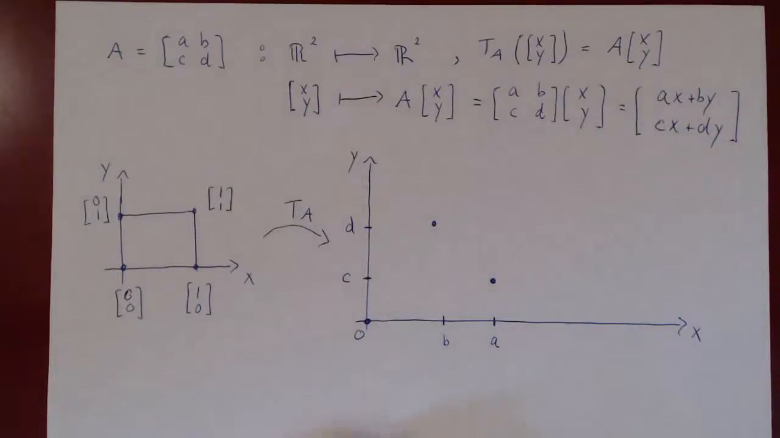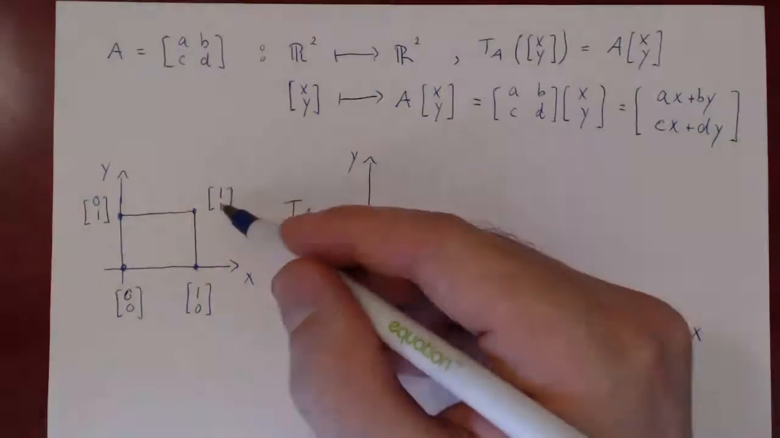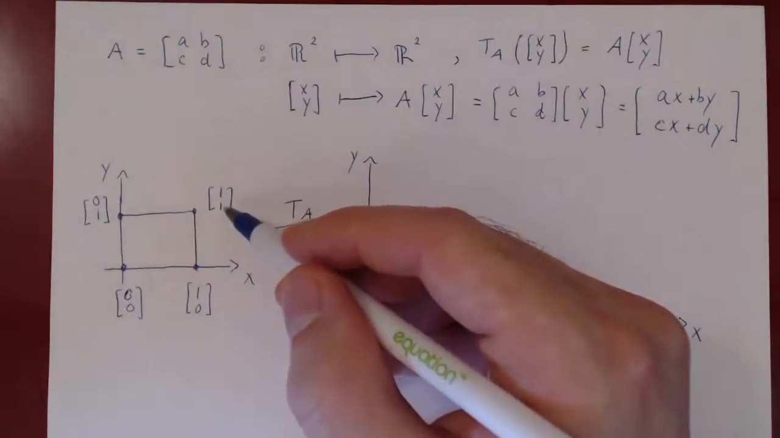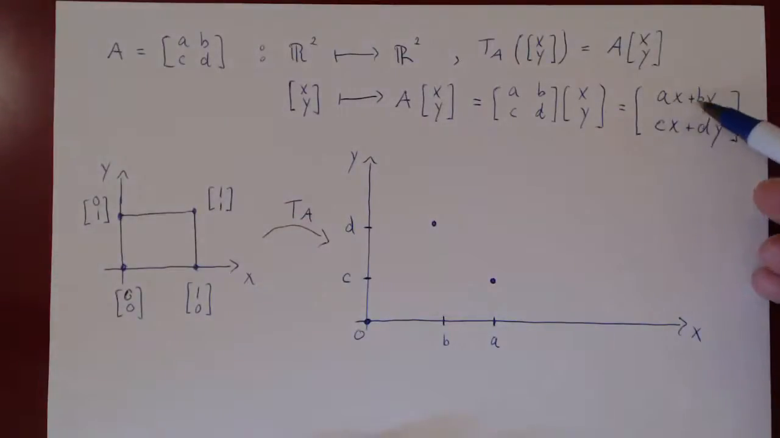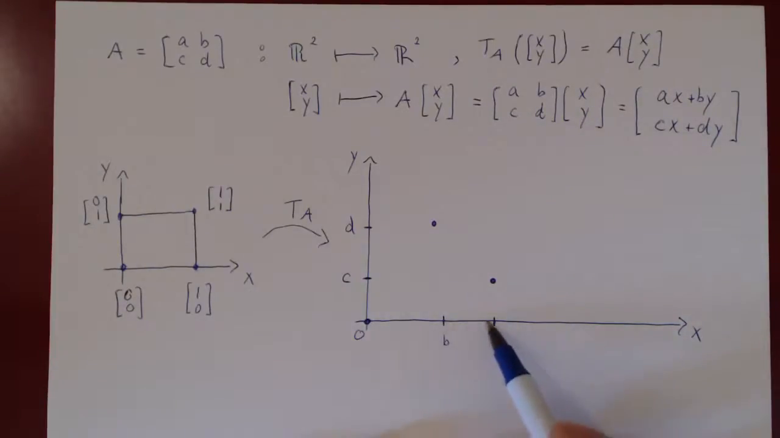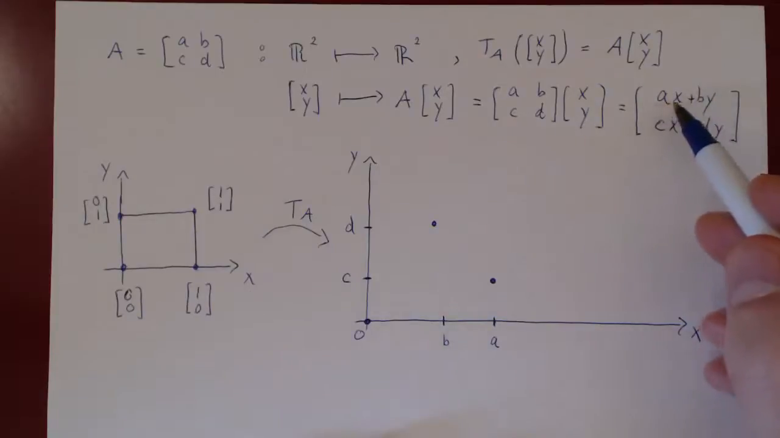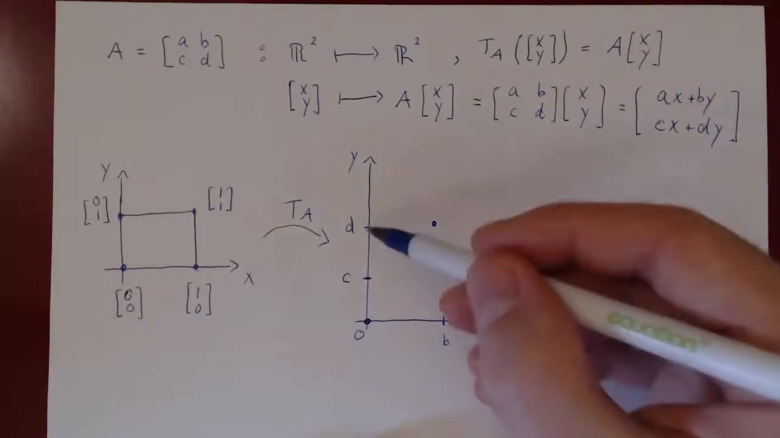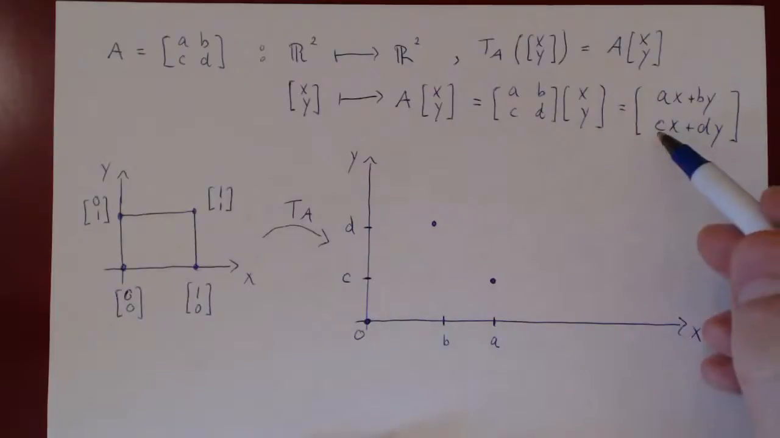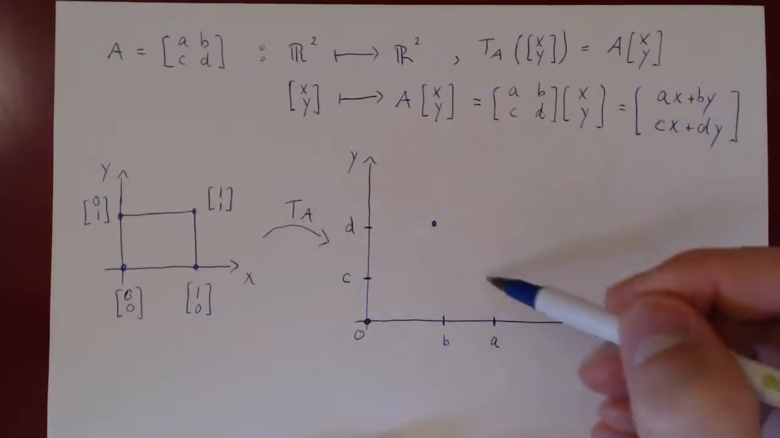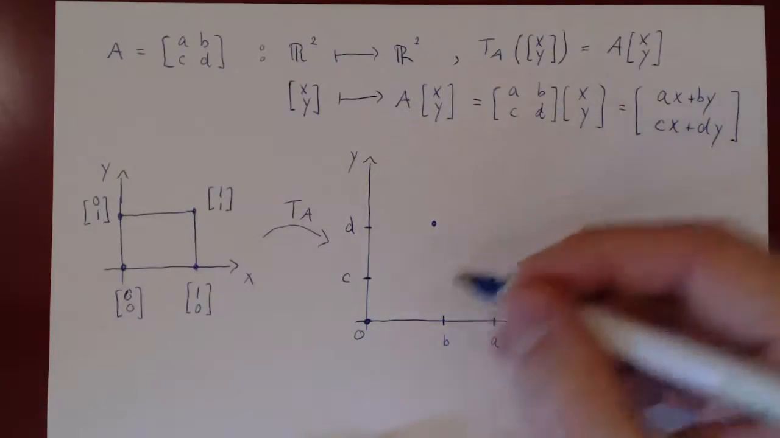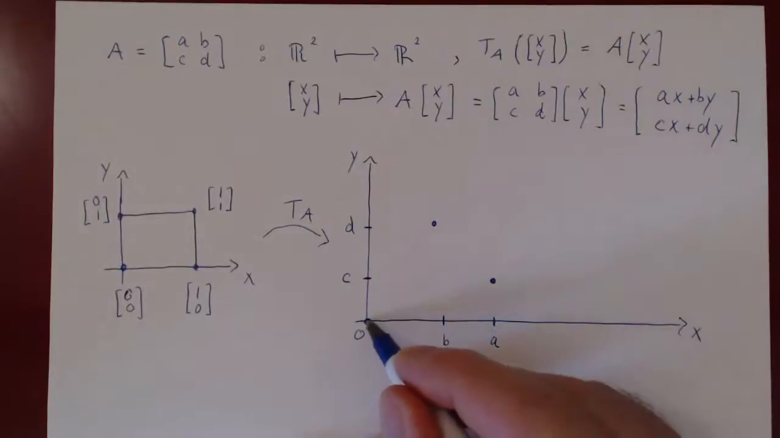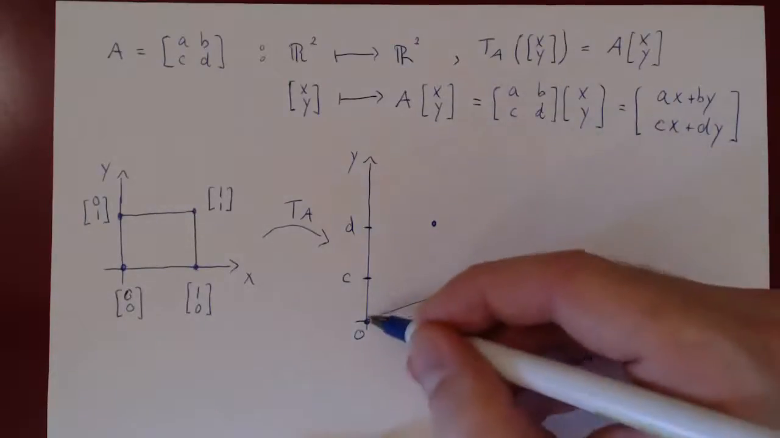And the fourth and final point is (1, 1), and if x is 1 and y is 1, you get the point (A plus B, C plus D). But if you notice, there's something interesting about this. If you add B plus A, this would be the coordinate of your x component, and if you add D and C, your y component is the sum of these two points. So what you're going to have is a parallelogram.